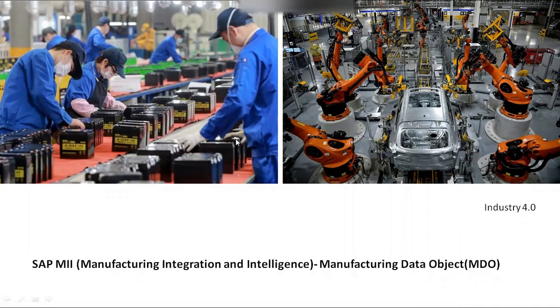Today I am going to make a video on SAP MII manufacturing data object, that is a feature added from SAP MII version 12.2. So if you will be using an SAP MII version lower than 12.2, you will not be able to see the MDO in your SAP MII. So whenever you want to work on MDO, SAP MII version at least 12.2 should be there.